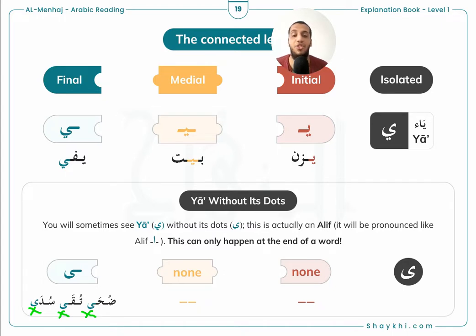Alhamdulillah, now we finished this letter, al-ya, whether with dots or without, and we finished the connected letters with all shapes. So alhamdulillah. If you have any question or if you don't understand any point, just let me know in the comment section below, and inshallah in the next episode we will start the first group of this curriculum, which is al-harakat. So be prepared.